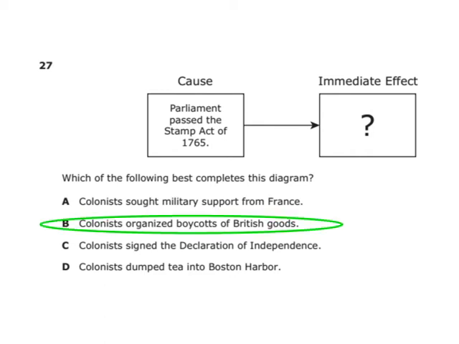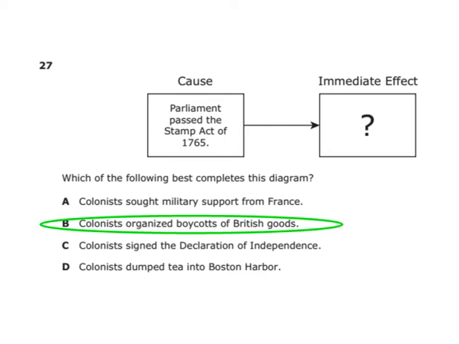Colonists organized boycotts of British goods. Remember I said they boycotted these things? Boycott means that we're just refusing to purchase them, and that ended up forcing the British government to repeal the Stamp Act. They said, fine, if you're going to tax it, we're not going to buy it. We're going to boycott it. They didn't dump tea into the harbor because of a Stamp Act. They dumped tea in the harbor because of a Tea Act. By the way, I just saw that one down there and it caught my eye.